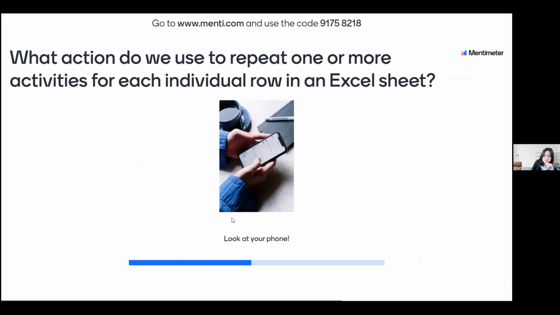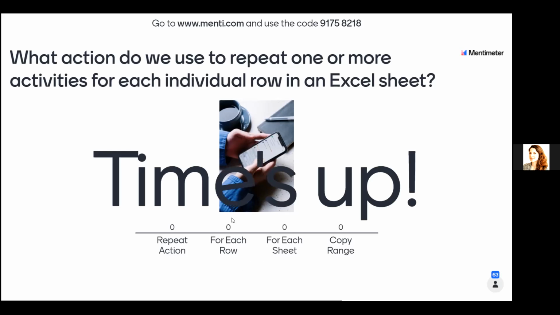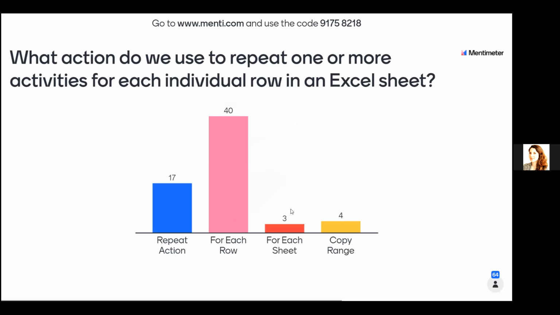What action do we use to repeat one or more activities for each individual row in an Excel sheet? The first option is repeat action. Then for each row, third is for each sheet. And the last option is copy range. Okay, guys, answer fast. Let's see if Leon manages to keep the pole position. Wow.